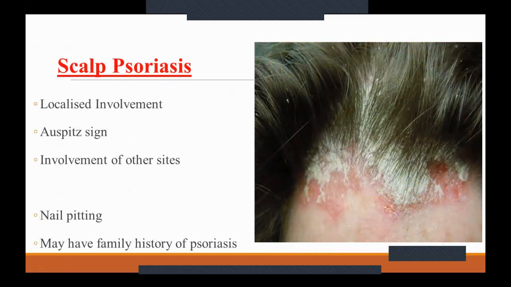Scalp psoriasis presents over a localized area. They present with rash, which is classically seen in other psoriasis also. Mica-like thick scales with underlying erythema. If you scrape the scales, you see pinpoint bleeding. That is called as Auspitz sign. So this is also a differential diagnosis for Tinea capitis. And we can always see signs of psoriasis in other body parts, like similar rash on the other body part, or family history, or joint involvement, or nail pitting.